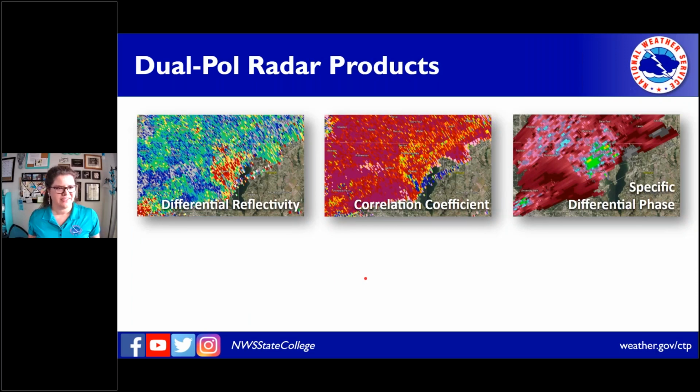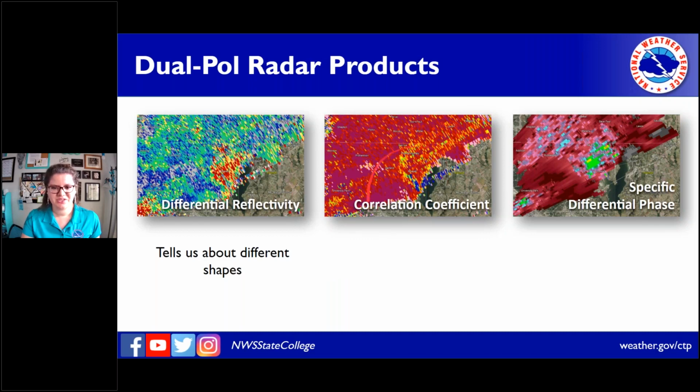So with the advent of dual polarization radar, our first thing that we have been able to look at is differential reflectivity. This tells us about the shapes in the atmosphere. So if you're ever looking at differential reflectivity, or ZDR as it's sometimes called, that's telling us about shapes.